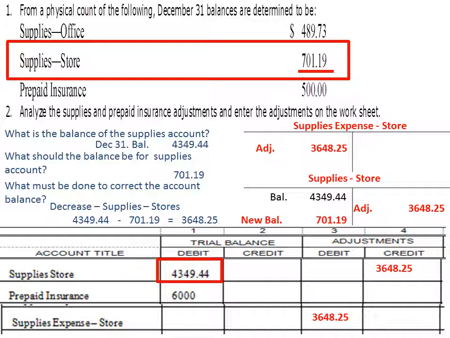Now, the question might come up, why don't we use $701 as our entry? $701.19 will show up as an entry, but it will show up later on when we talk about filling out the balance sheet columns. That's why it doesn't show up here, because the adjustment column needs to show how much was used. So basically we'll be taking the trial balance minus the adjustments, or plus the adjustments in some cases, but in this case minus the adjustments, and we will ultimately get our balance sheet account balance for supplies store of $701.19.